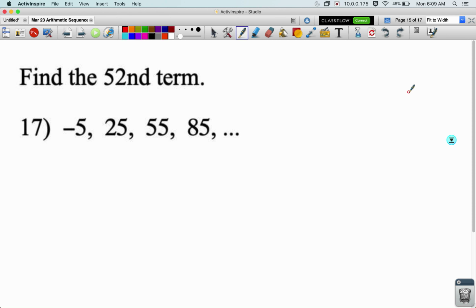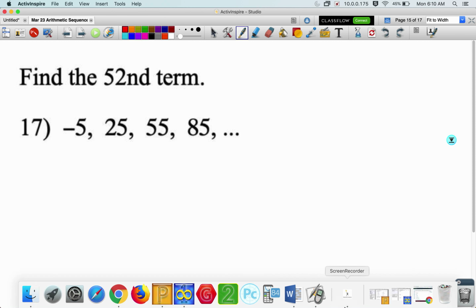All right. Can we use the explicit formula to then find a more distant term, like the 52nd term? I think that we can. I'm just going to take a quick pause here, be right back.